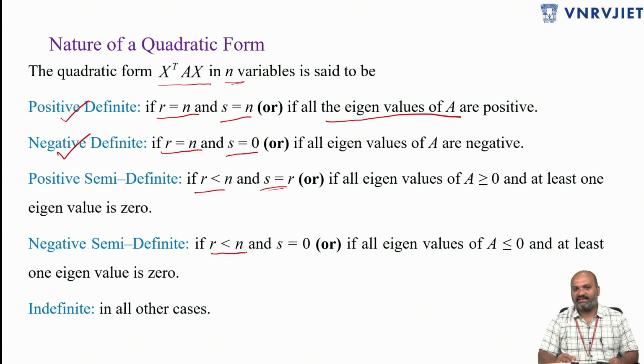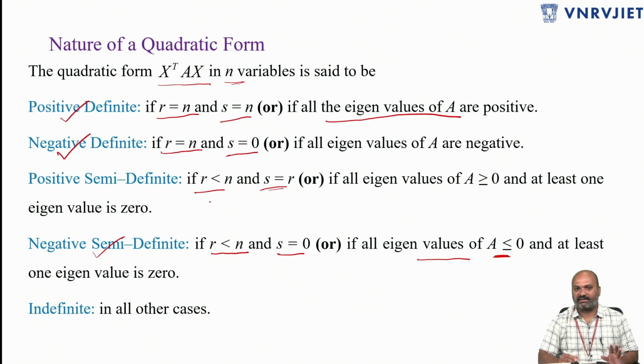Similarly, negative semi-definite. As usual it is r less than n, that is, the number of terms is less than the number of variables, and there exists no positive term. All are negative terms only. In other words, according to eigenvalues, all the eigenvalues are less than or equal to 0, and also at least one of the eigenvalues is 0. In such a case, the nature is said to be negative semi-definite. So these are the cases.